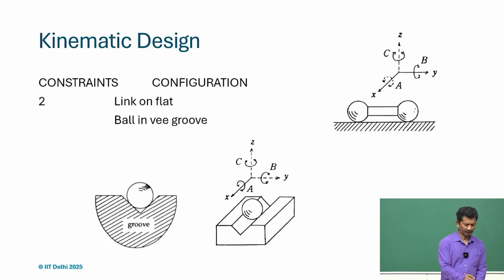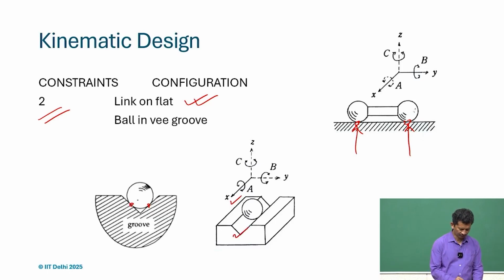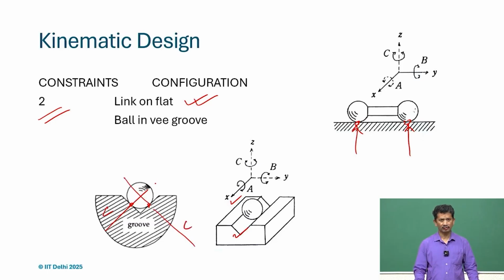Similarly, if you want to have two constraints, we can always define two contacts. For instance, in this case link on flat, we define two contacts and then we can have two constraints. Similarly, we also talked about the ball on V groove. Here also we have two contacts and we get two constraints that we already discussed in the last lecture.